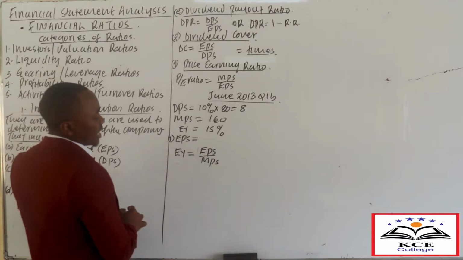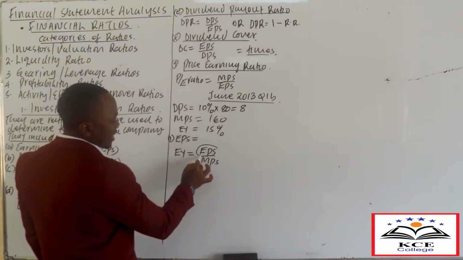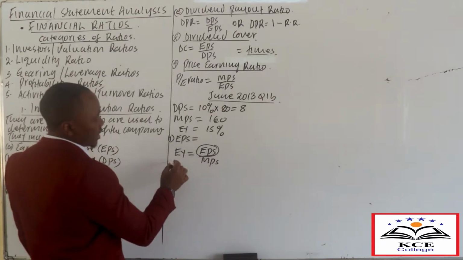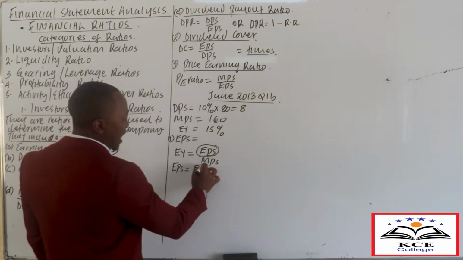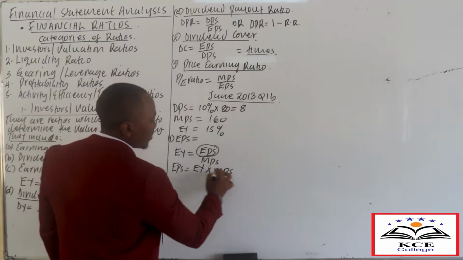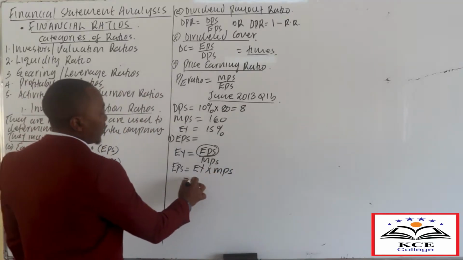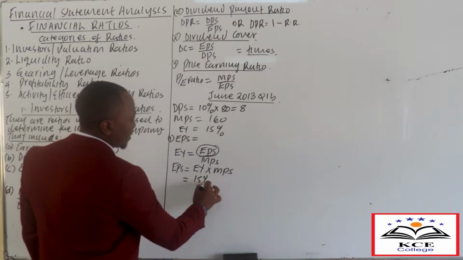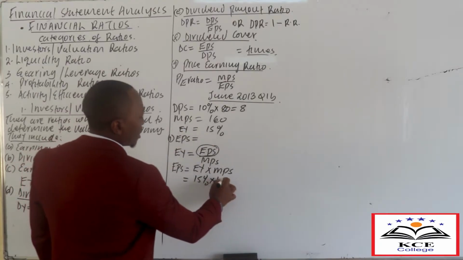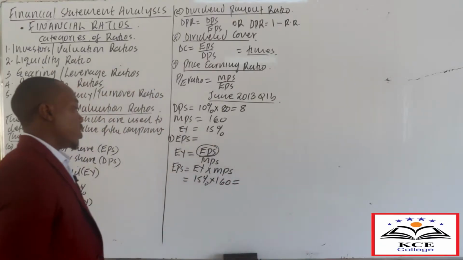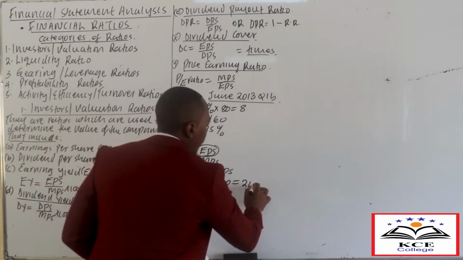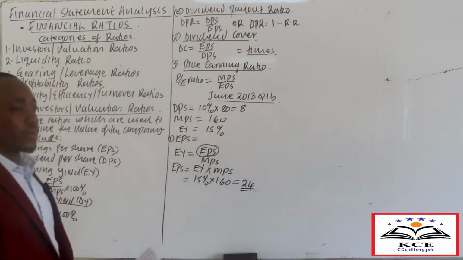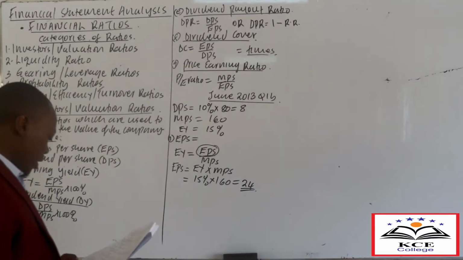So the requirement here is the earnings per share. Can you make earnings per share the subject? You cross multiply. To get the earnings per share, you take the earning yield and multiply by the market price per share. The earning yield is 15%, and the market price per share is 160. So you have 24. That's the earnings per share.